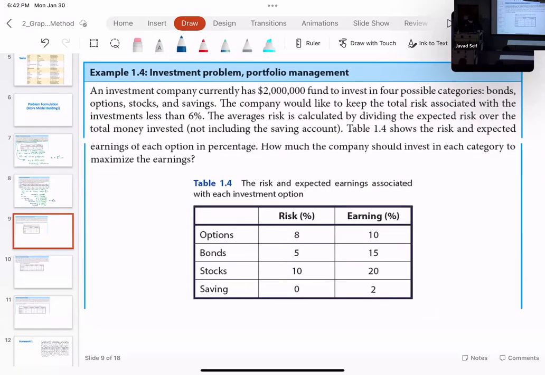Investment. Can you read back there? Yeah. You have it there too, right? Yeah.